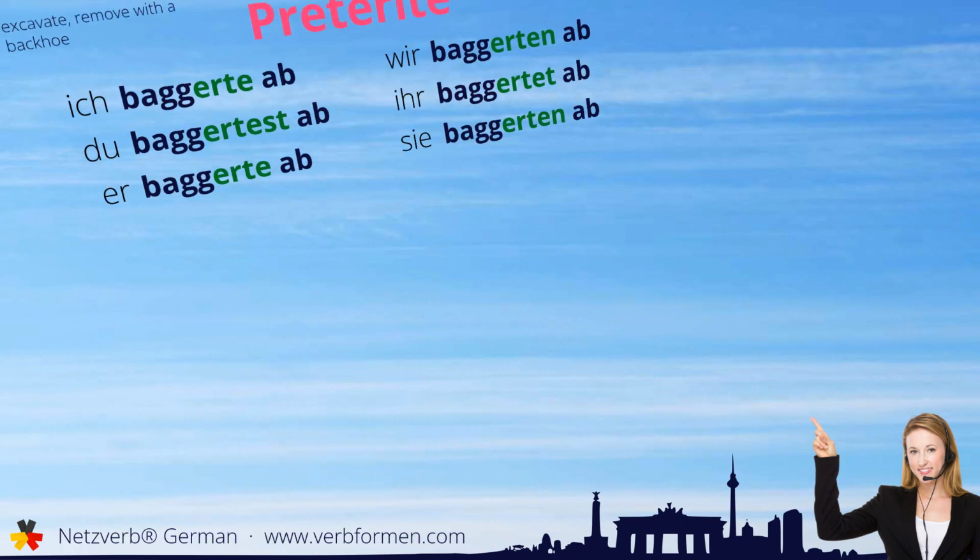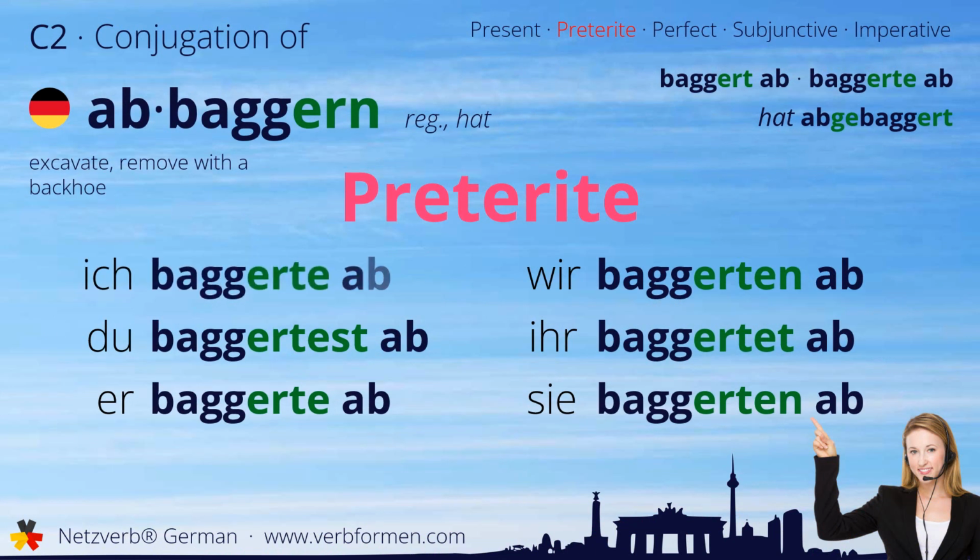Next up is the preterite. Ich baggerte ab. Du baggertest ab. Er baggerte ab. Wir baggerten ab. Ihr baggertet ab. Sie baggerten ab.